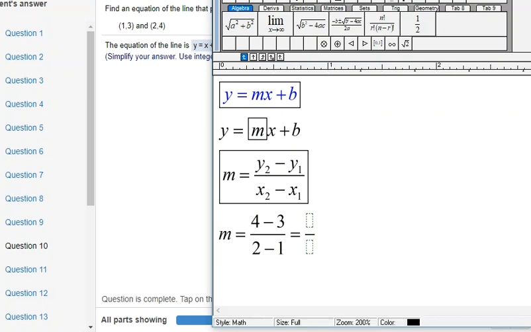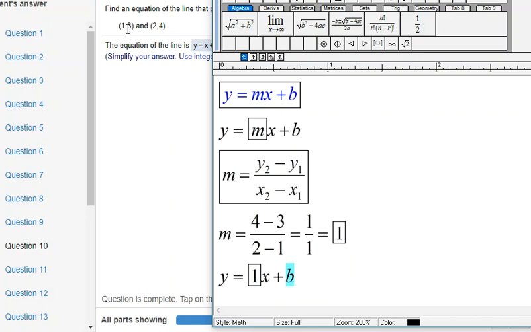Equals, so we've got our fraction, we're going to simplify. In the top, we have 4 minus 3 is 1. On the bottom, we have 2 minus 1 is 1. And 1 divided by 1 is 1, so our slope is going to be 1. Back in our equation, y equals mx plus b, we can now replace slope with 1. Now it's going to be our job to solve for b.